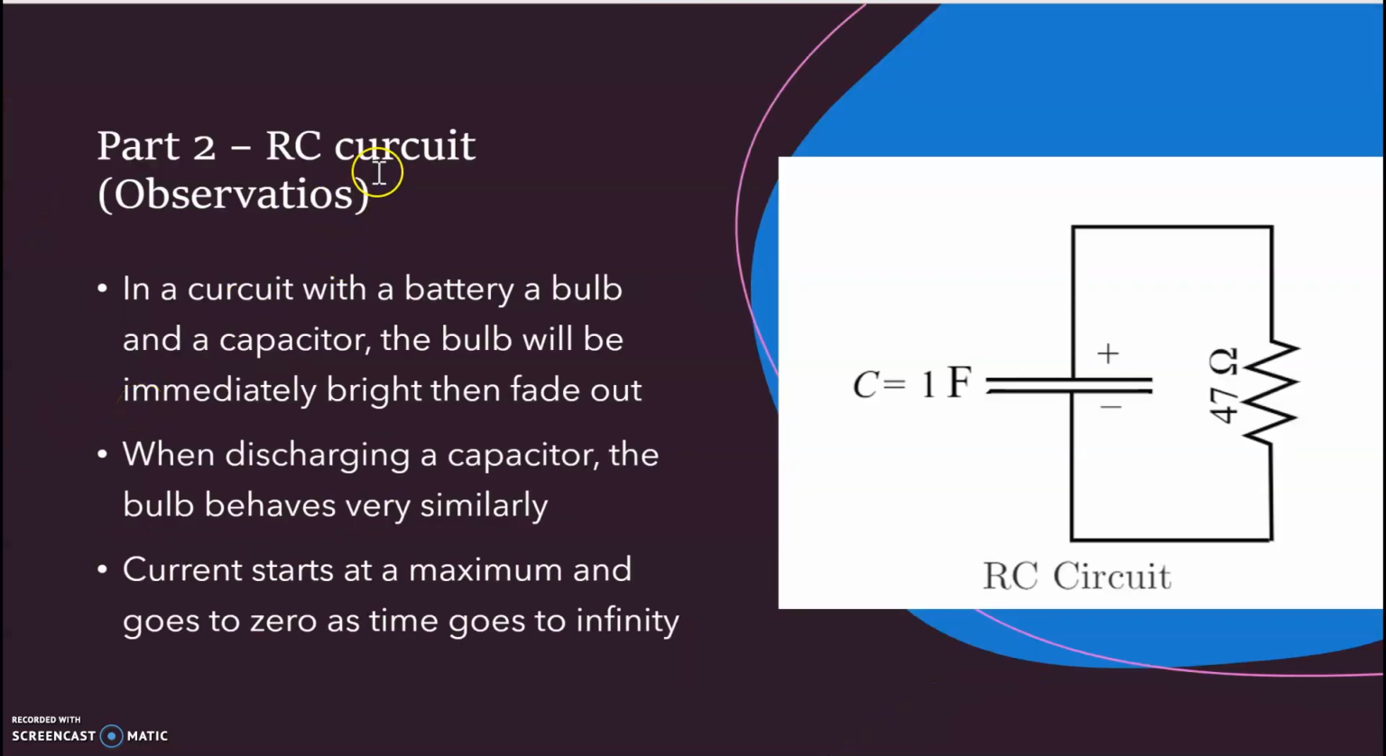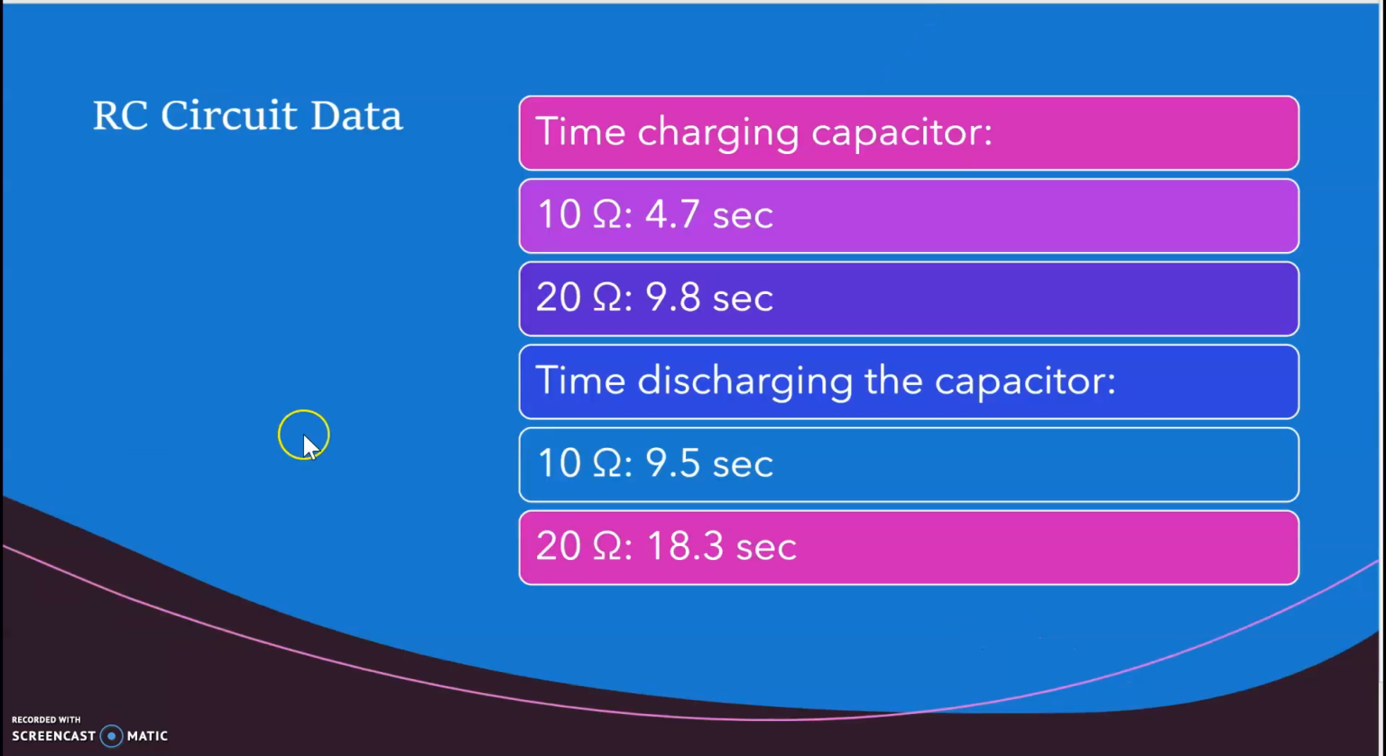Part 2 involved the RC circuit. In a circuit with a battery, a bulb, and a capacitor, the bulb will immediately brighten and then fade out. When discharging a capacitor, the bulb behaves very similarly. Current starts at a maximum and goes to 0 as time goes to infinity. This is the data from the time charging the capacitor and the time discharging the capacitor.